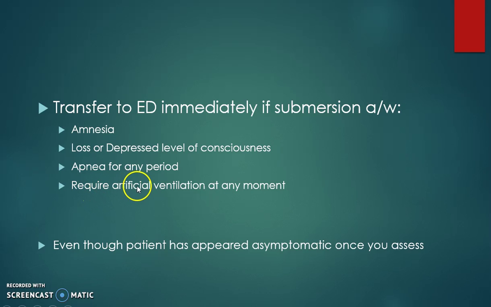Or any victim that requires artificial ventilation at any moment, meaning that you need to give him bag-mask ventilation, then this victim needs to be brought to the hospital. So these are the 4 criteria that you need to bring the victim to the hospital as soon as possible. And if they have any of these 4, but when you engage with the victim later, you note that the victim has appeared normal or has no symptoms, you still bring him to the hospital for a further checkup.